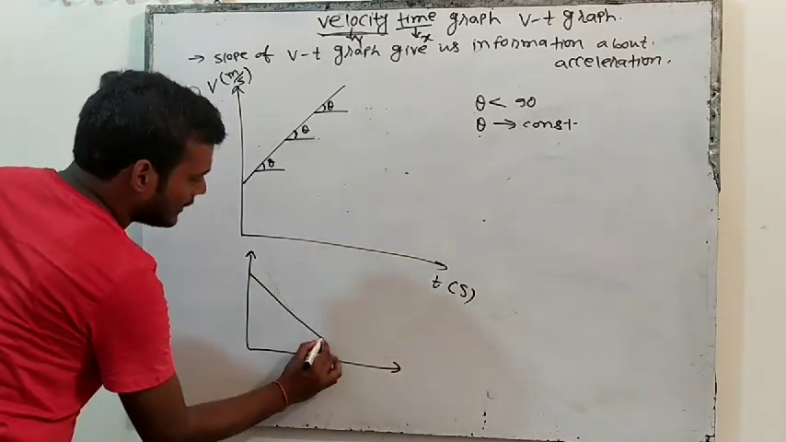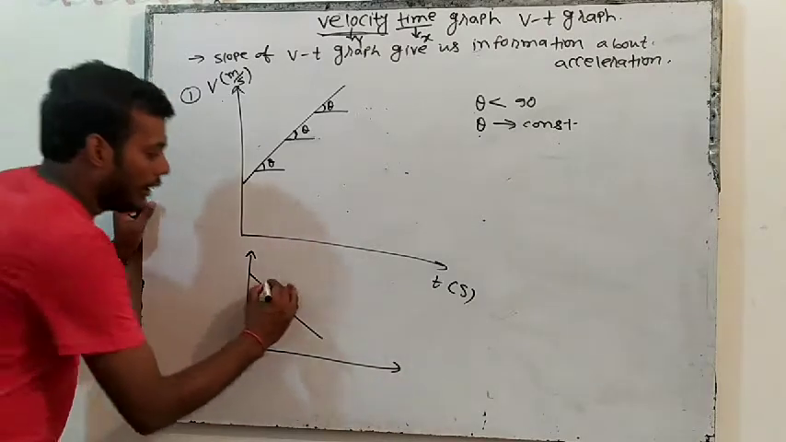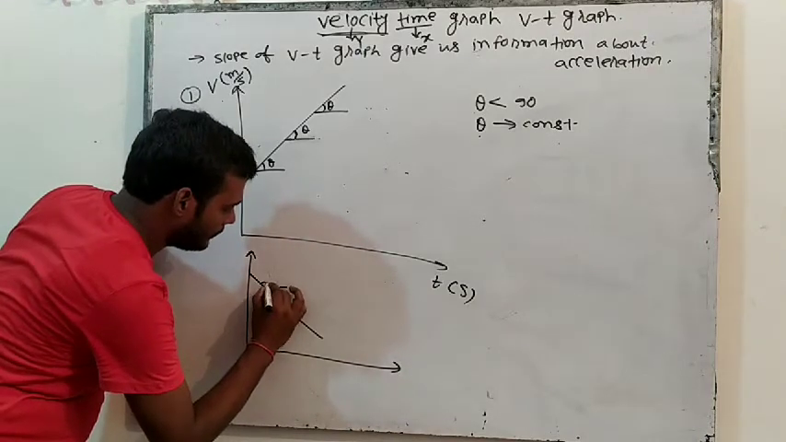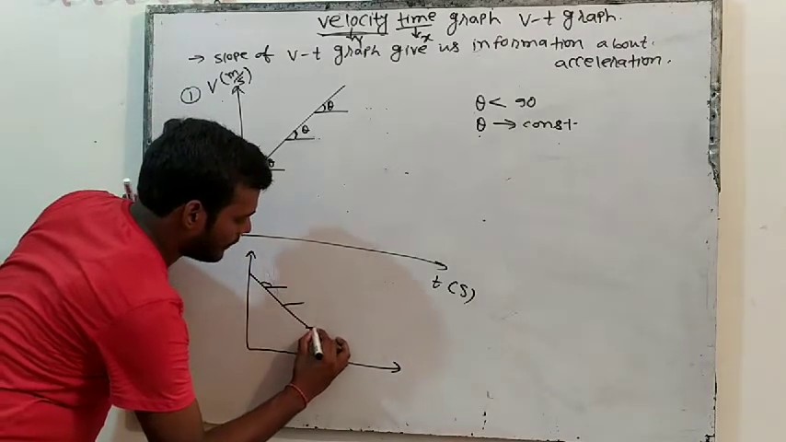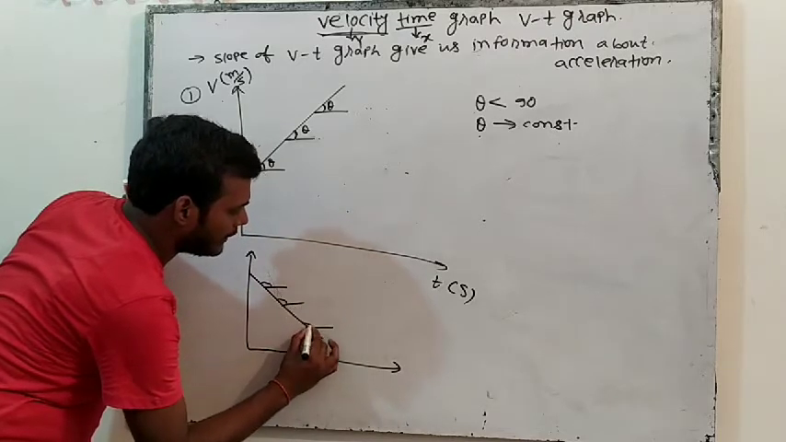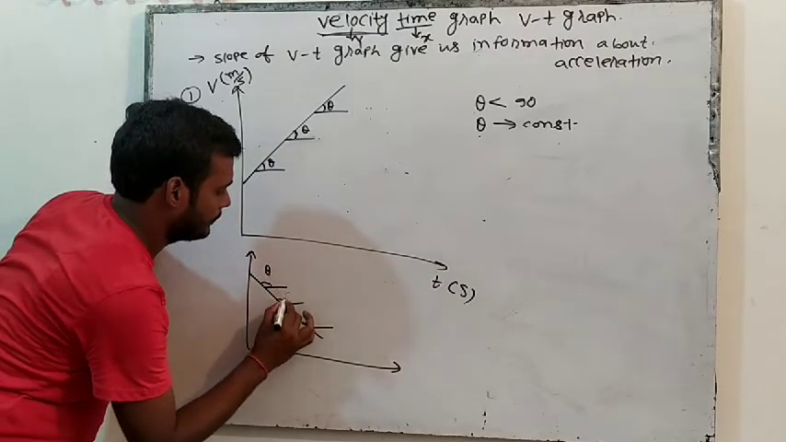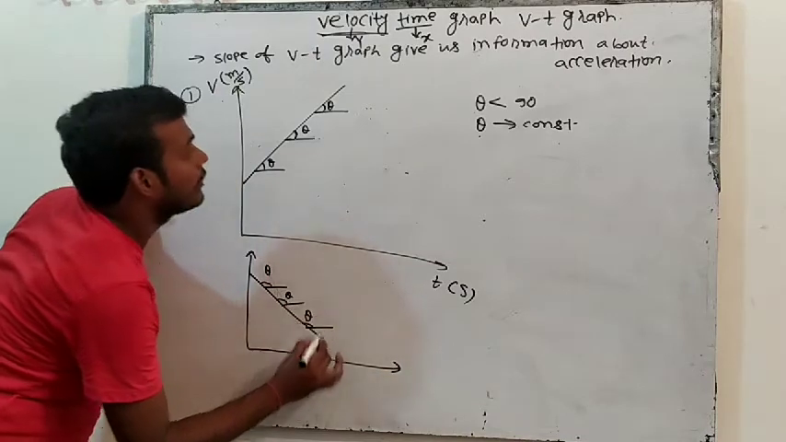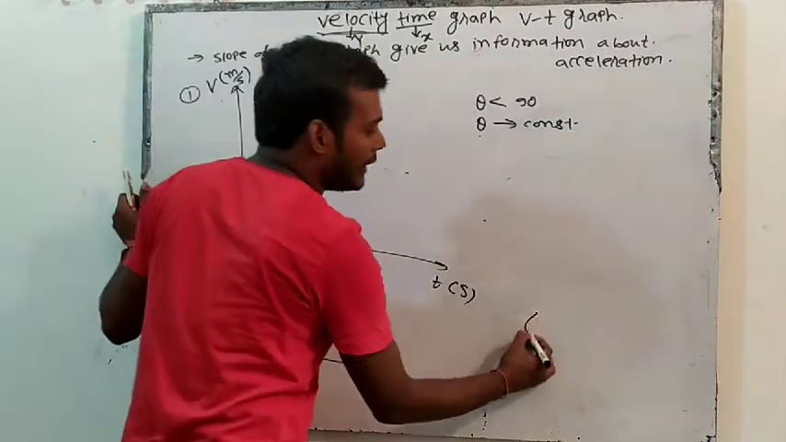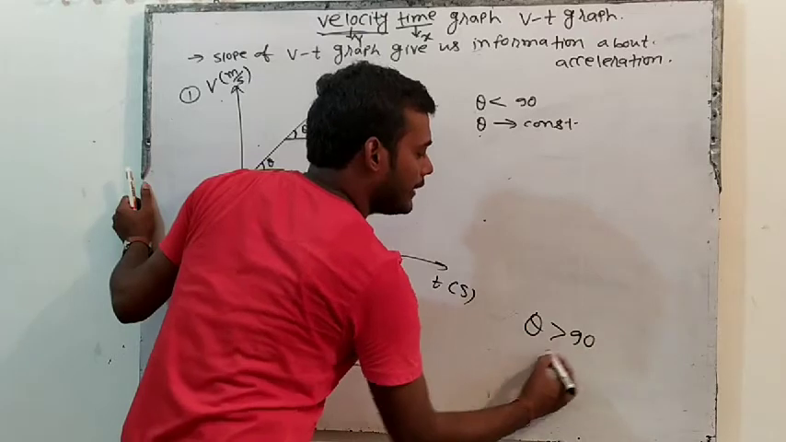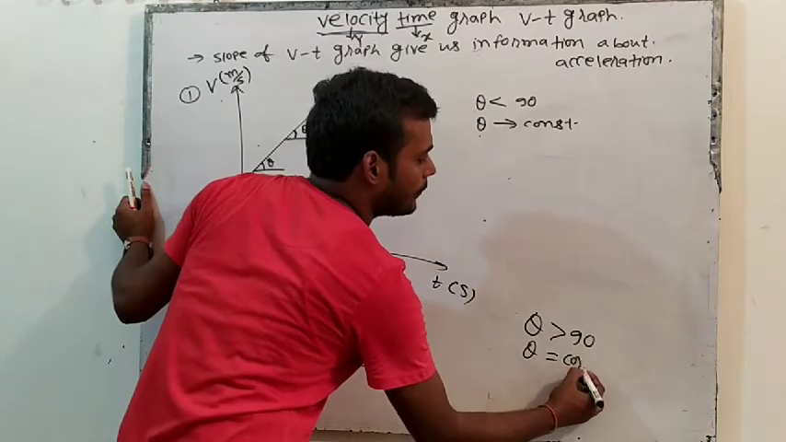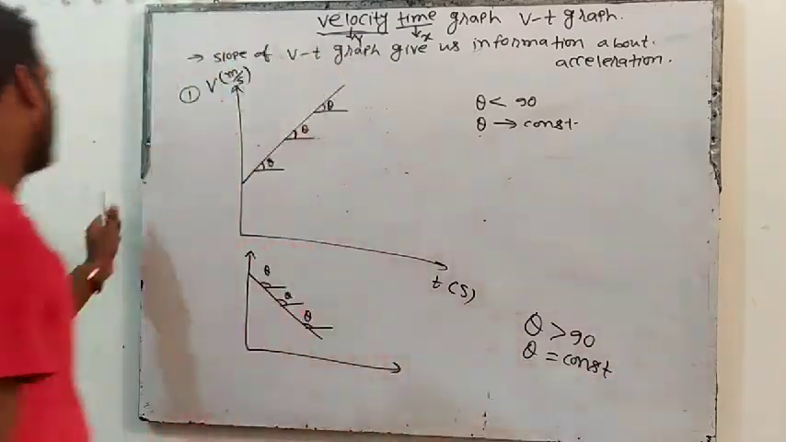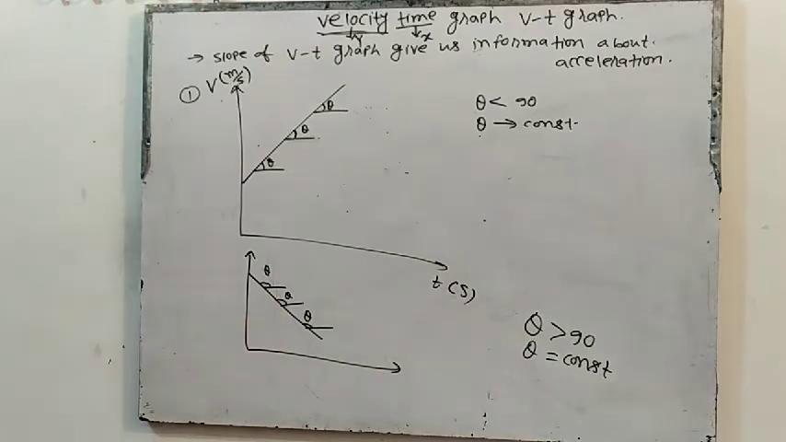If suppose I make another graph also, and this graph is like this. Here what is theta? Here also theta is constant. But here theta is more than 90. But theta is constant here also. Right? Theta is constant in both the situations. So velocity time graph gives us information about acceleration.